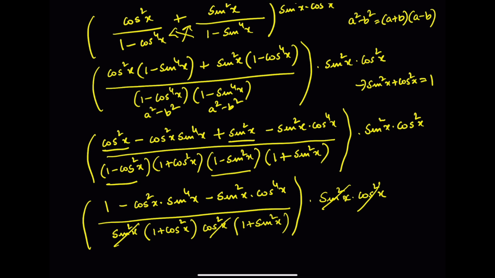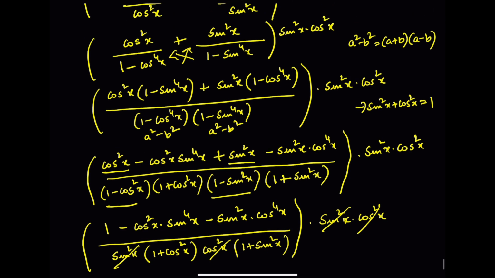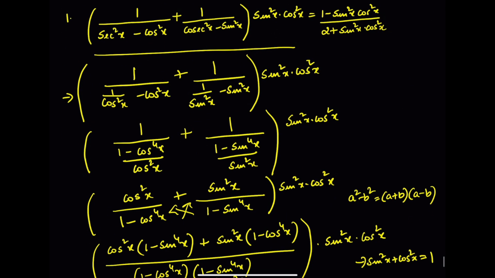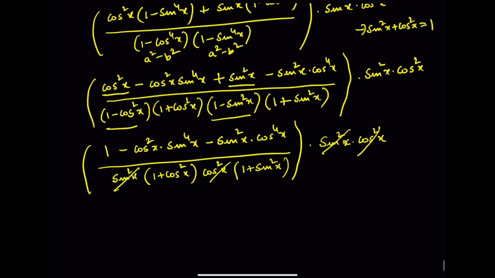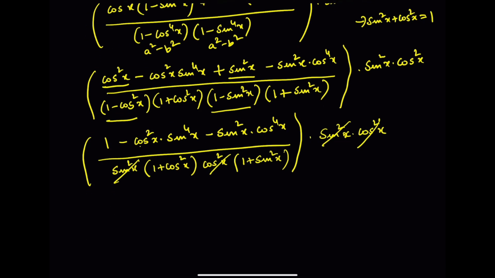Now let's see what else can be done here. Okay, we have cancelled that out. What else can be done? Okay, now in the numerator we have cos square x can be taken as a common from both these terms, and sin square x can be taken as a common from both these terms.